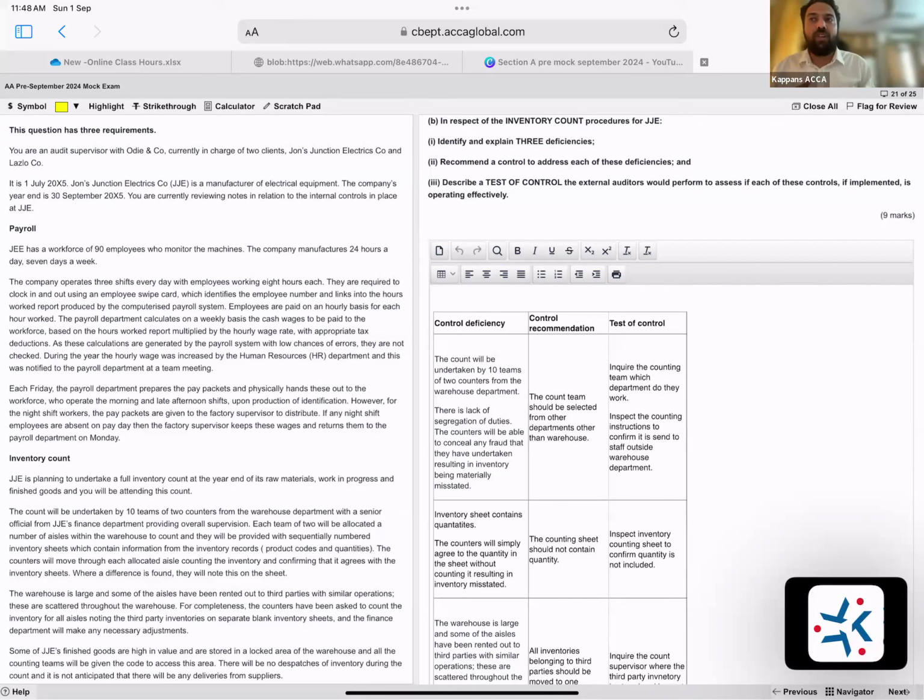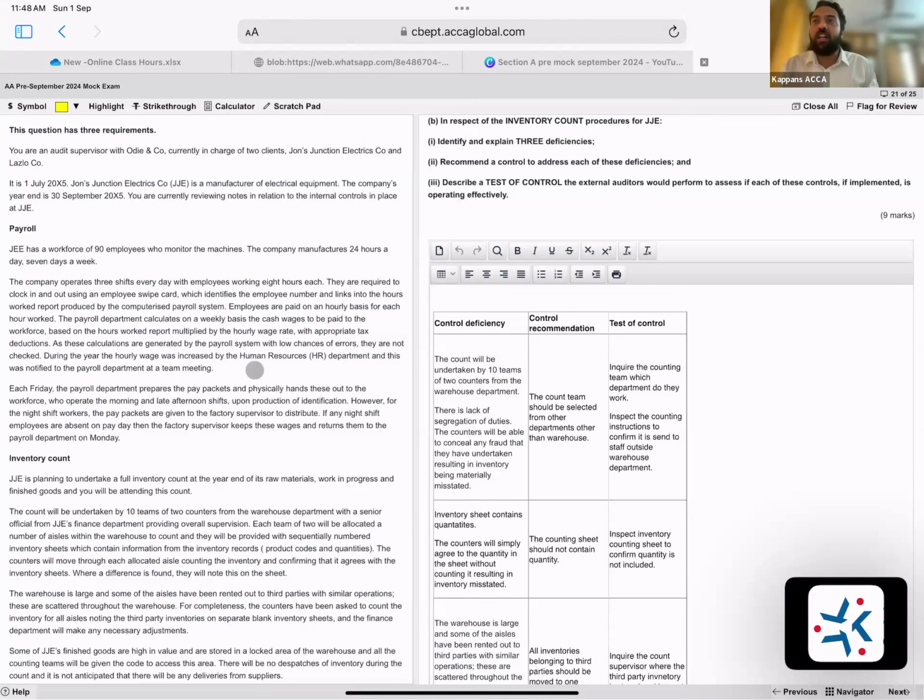So remember, test of control is an audit procedure and try to obtain documentary evidences as far as possible. So the examiner expects you to write an audit procedure, state how you are going to do that audit procedure, that is, which ledger or document are you going to verify, and why you are verifying that document should also be mentioned. And if you're writing inquire management or discuss with management, you have to state what you are inquiring or what you are discussing as well.